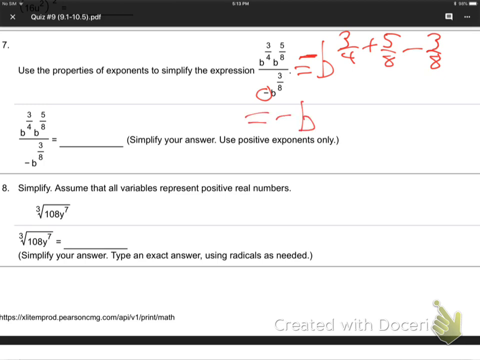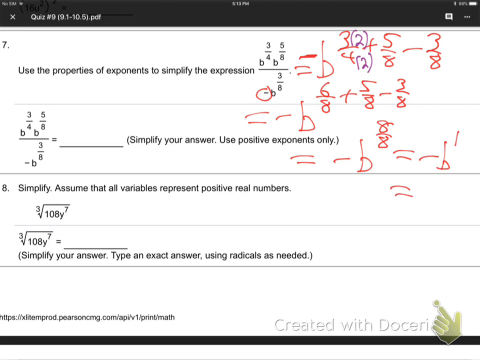Now, to add these up, I've got to get a common denominator, which means I multiply top and bottom of that guy by 2. So that'll be what? 6/8 plus 5/8 minus 3/8, which is negative b. 11 minus, is that 8/8? 11 minus 3, yeah. So that's just negative b to the 1, which is just negative b. It's interesting. After all is said and done, it's just negative b.